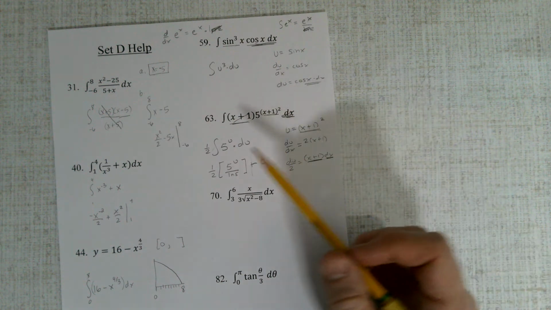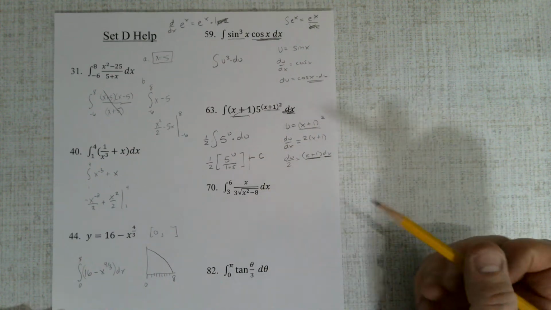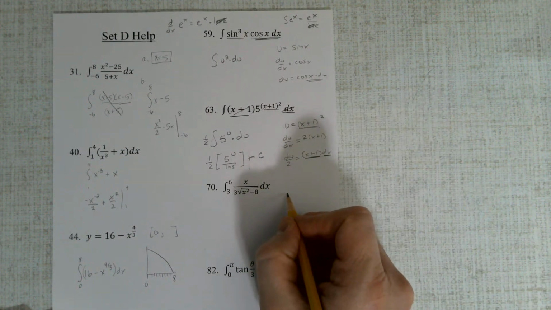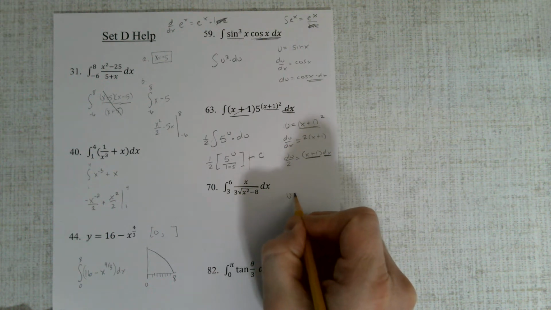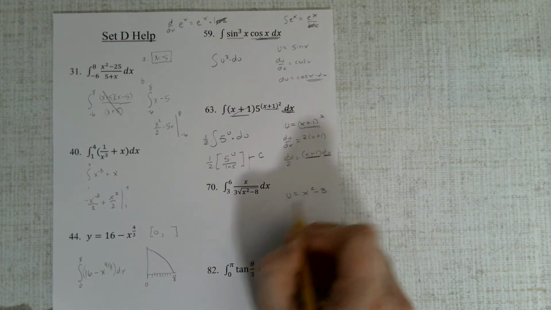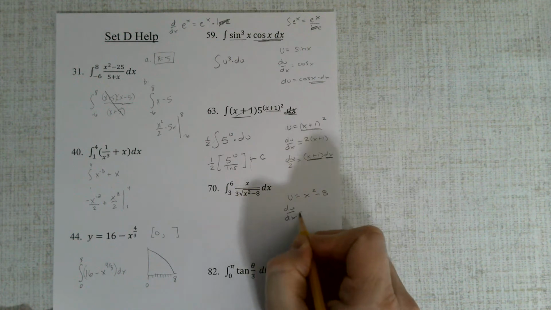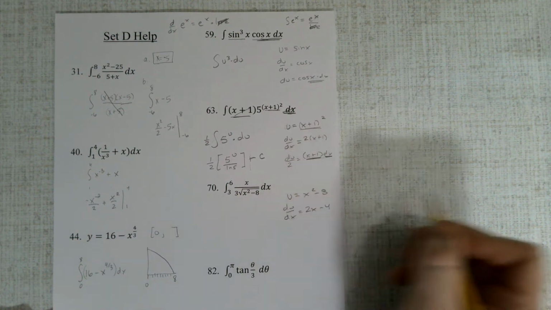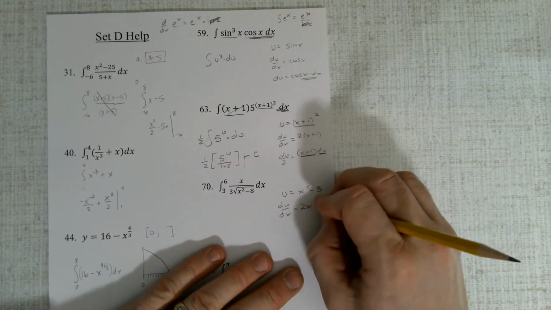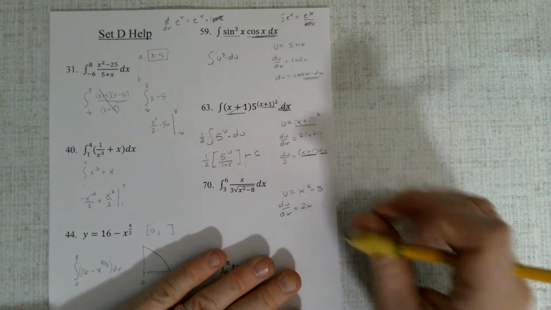All right, on 70, looks like a straightforward substitution. The best substitution here would be u is equal to x squared minus 8, because once you take the derivative, now you have, whoops, that goes away, doesn't it? Now you just have 2x.